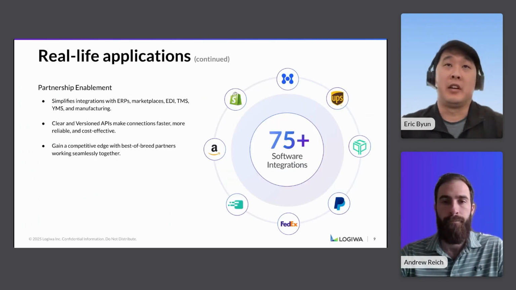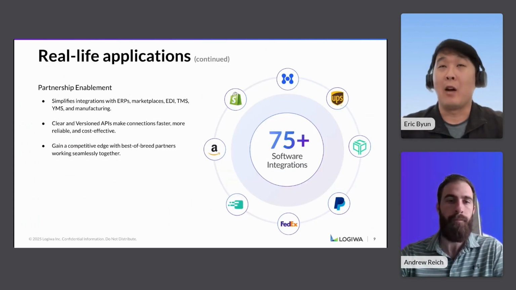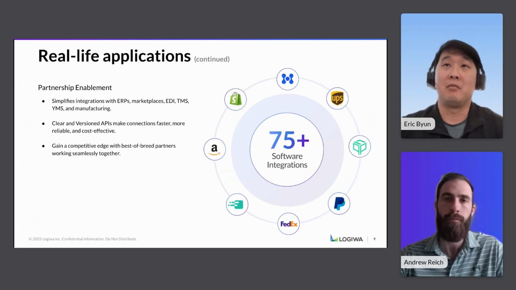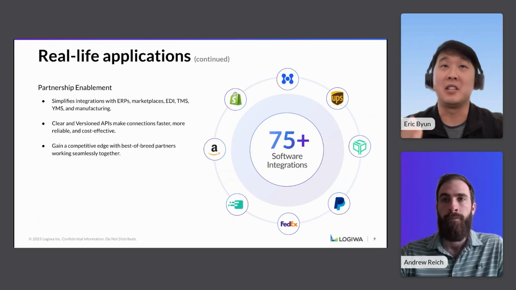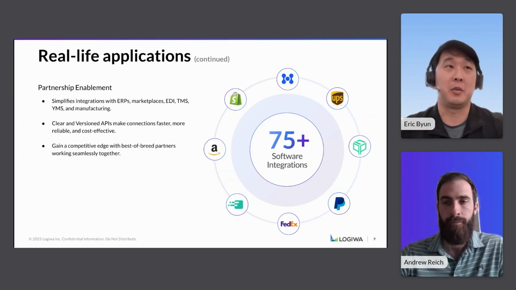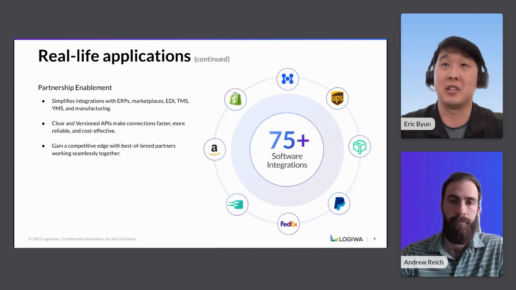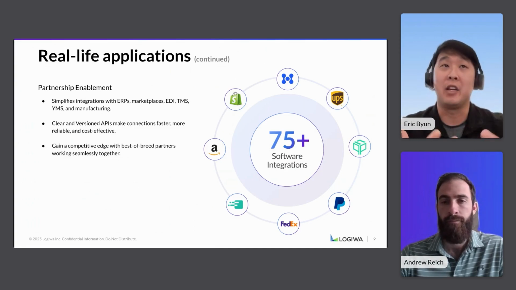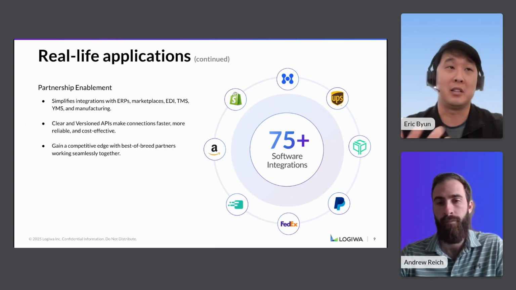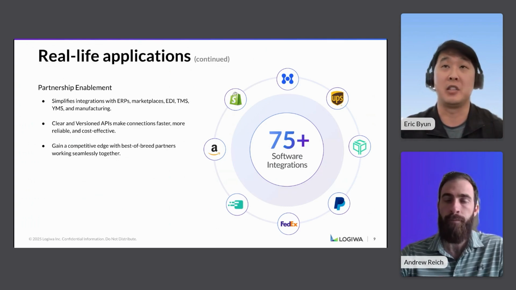And the final application here is really a general one. It's the power of partnership enablement. Modern supply chains are truly like ecosystems, right? Your headless WMS simplifies the integrations with critical partners like your ERPs and marketplaces upstream, EDI providers, yard management, TMS downstream, even down to a manufacturing system. But by having clear and accessible APIs, the headless WMS does its job by making the integrations faster, more reliable, and less expensive.